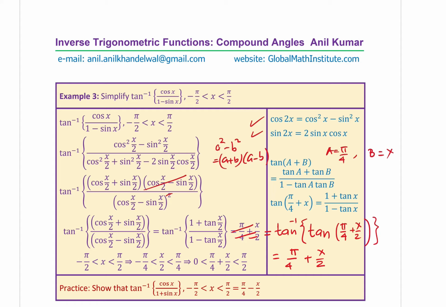In that case, the formula reduces to, instead of tan a plus b, tan of pi by 4 plus x, we get this formula, right? If x is x by 2, then you get what this is. So basically, tan inverse of 1 plus tan x by 2 divided by 1 minus tan x by 2 is tan inverse of tan of pi by 4 plus x by 2. Okay? So you get tan inverse of tan theta. Now let's work on the domain also to simplify this.